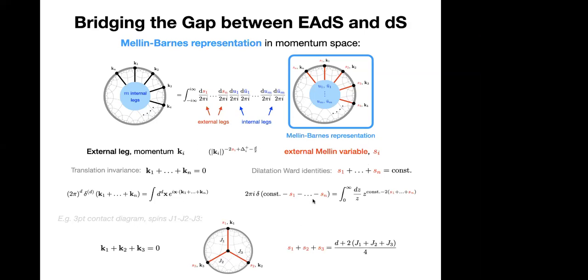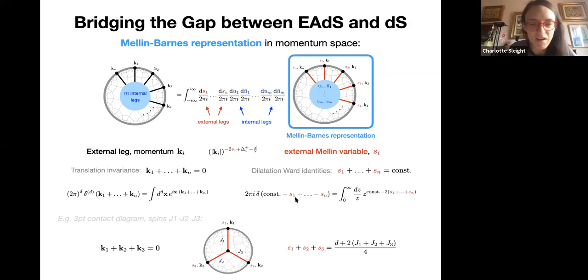Okay, thank you. So the simplest type of boundary correlator is that which corresponds to a 3-point contact diagram. These only have external legs, and there are 3 of them. According to the definitions I just outlined in this Mellin representation, it involves 3 external Mellin variables, S1, S2, and S3, one for each external leg, which accompanies each of the boundary momenta. Translation invariance enforces momentum conservation, and the dilatation Ward identities require that these external Mellin variables sum up to this constant, which depends on the boundary dimension D and the spins J of the fields participating in the cubic vertex. That should be a J2 and this should be a J3.